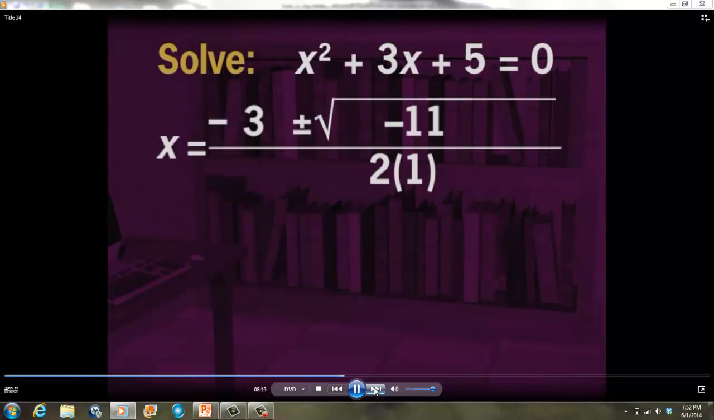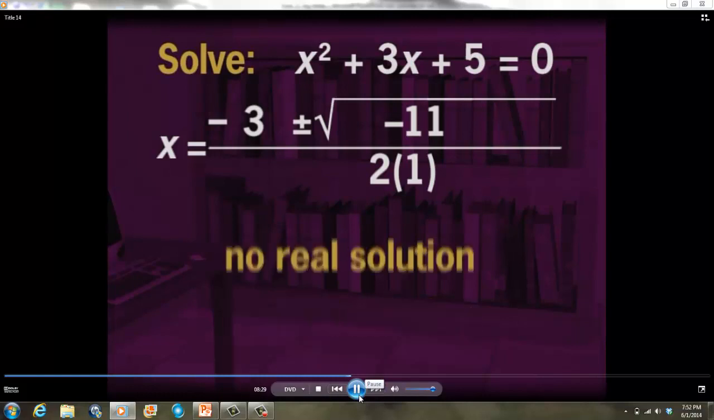Hold on. We can't take the square root of a negative number. The square root of negative 11 is not a real number. You're right, Lizzie. That's why this equation has no real solution.